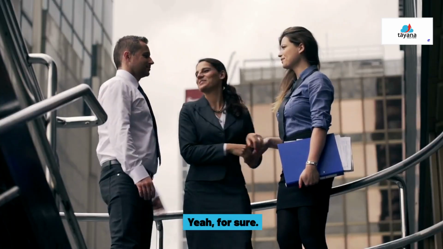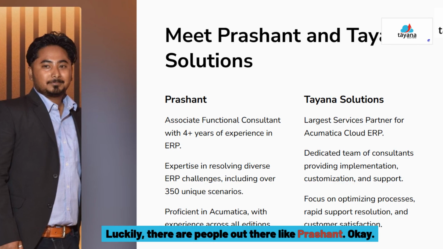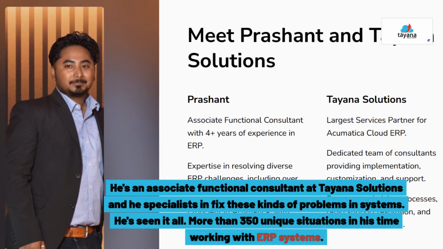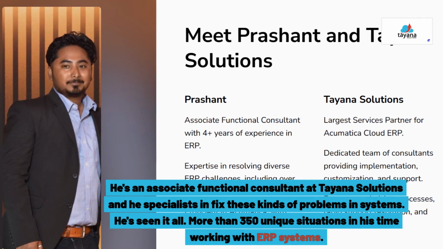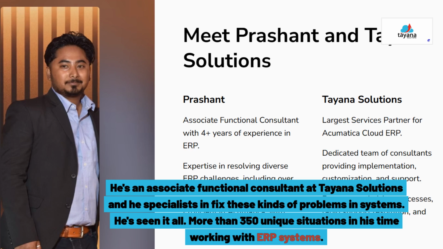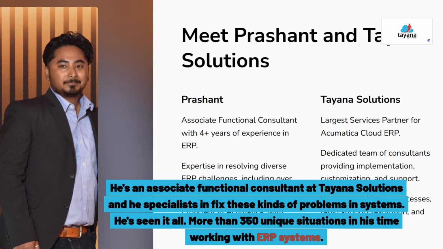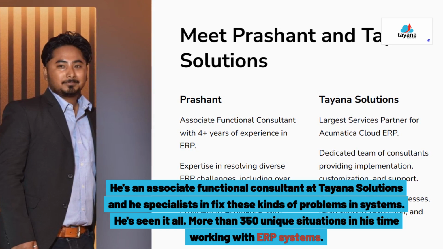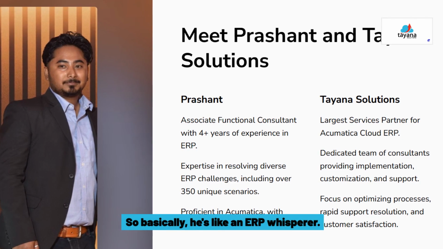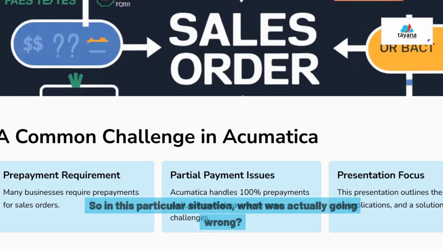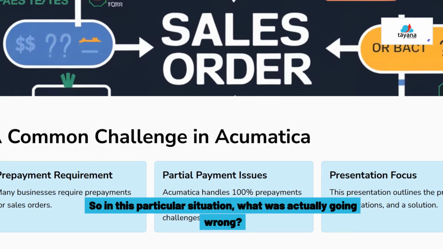Yeah, for sure. Luckily, there are people out there like Prashant. He's an associate functional consultant at Tiana Solutions, and he specializes in fixing these kinds of problems in systems. He's seen it all, more than 350 unique situations in his time working with ERP systems. So basically, he's like an ERP whisperer. Pretty much. So in this particular situation, what was actually going wrong?